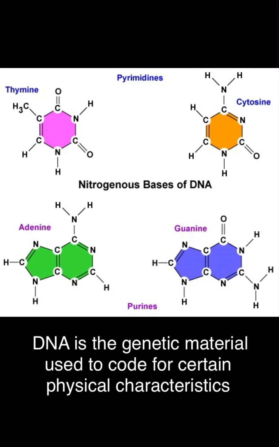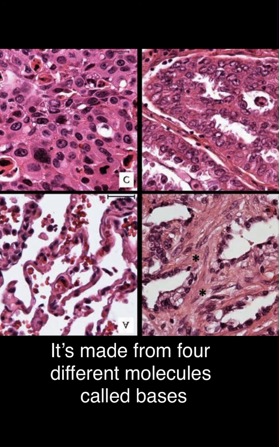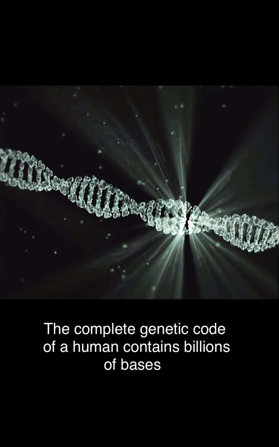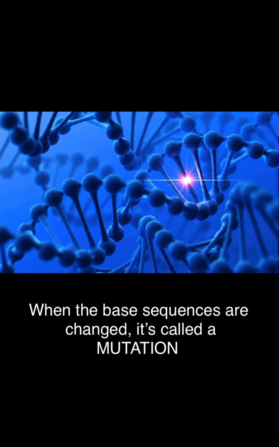DNA is genetic material used to code for certain physical characteristics. It's made from 4 different molecules called bases. The complete genetic code for a human contains billions of bases. When those base sequences are changed, it's called a mutation.